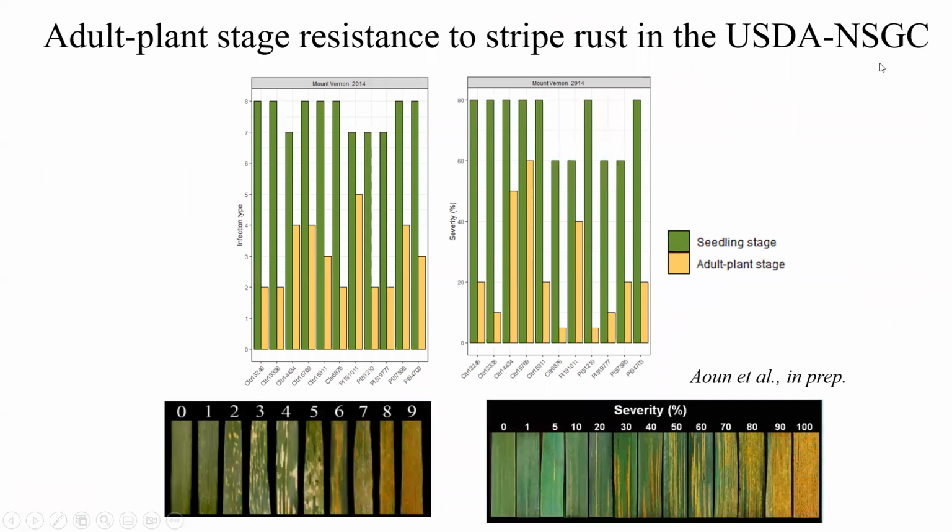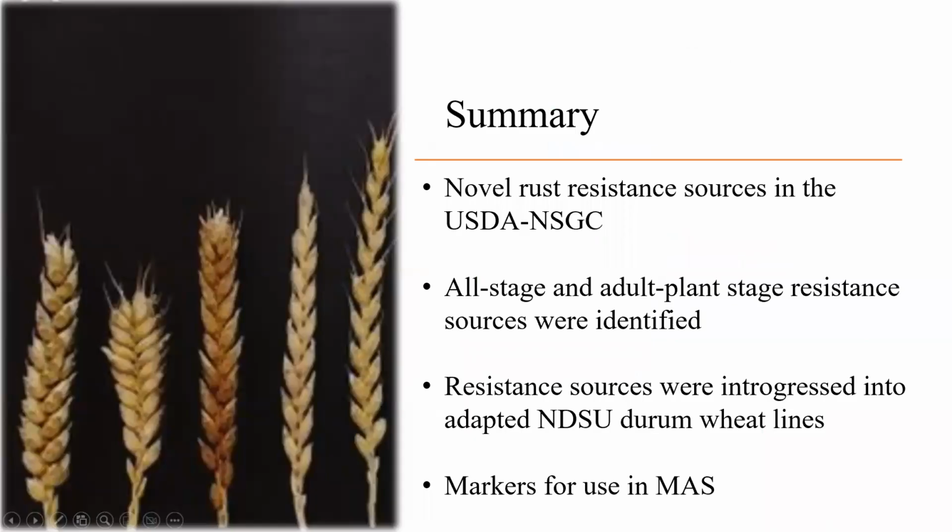At adult plant stage, the evaluation was done for 2 years and in 2 locations in Washington, and that allowed the identification of adult plant resistance sources that are shown here. These are the accessions where you can see that the infection type and the severity at seedling stage were higher than the adult plant stage reaction. So this is an indication of adult plant resistance.